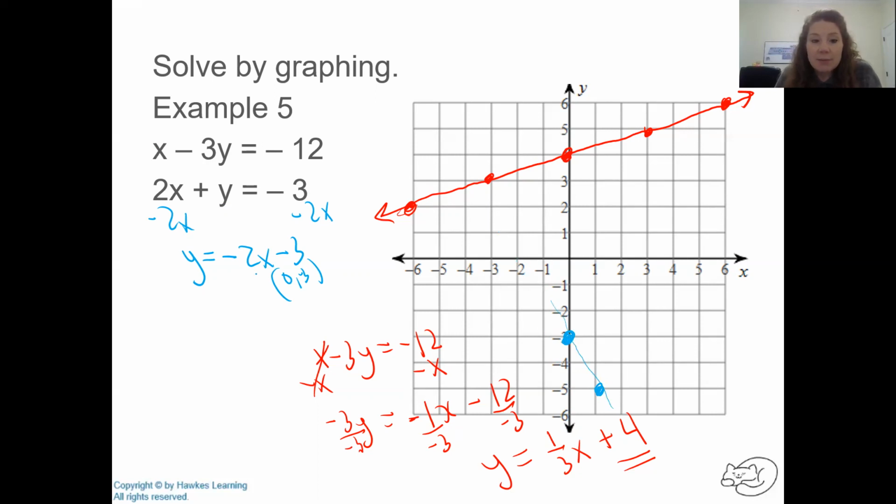So this time I'm going to do the opposite. Instead of going down 2, right 1, I'm going to go up 2, left 1. Up 2, left 1, up 2, left 1, up 2, left 1. So I want to make my lines long enough so I can see where they intersect. And I see right there, this is where they both intersect. So what is this ordered pair? So first of all, what's the word? The word is consistent. And then my ordered pair is (-3, 3).